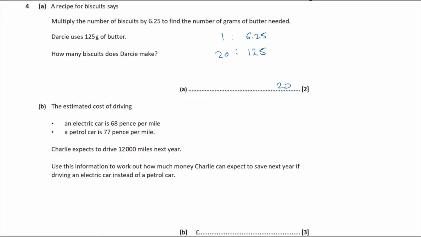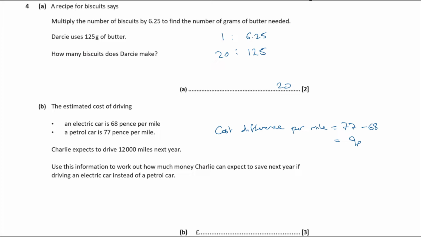Okay. So what we're going to do is work out the cost. Well, we can do this in 2 ways. We can either work out the cost of the petrol car, work out the cost of the electric car, and then take away one from the other, or you can just simply take 77 minus 68 first and then use that number. I think that's what I might do. So the cost difference per mile is going to be 77 minus 68. So that's equal to 9p.